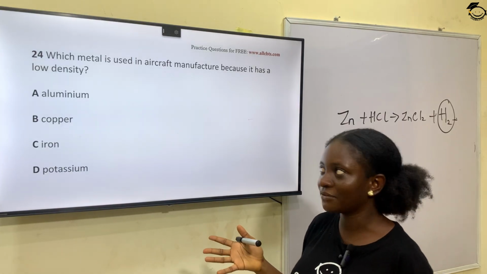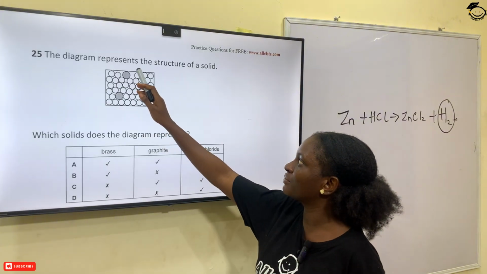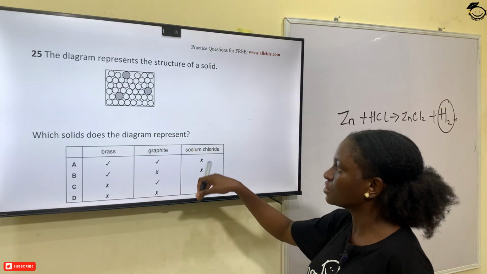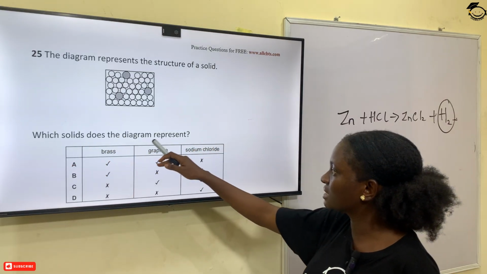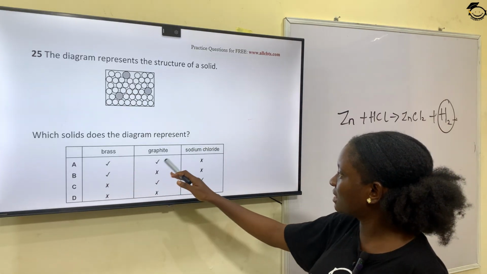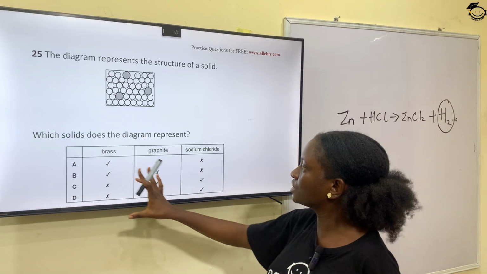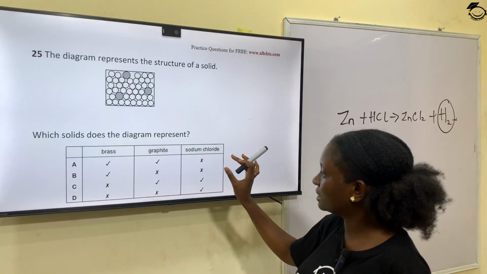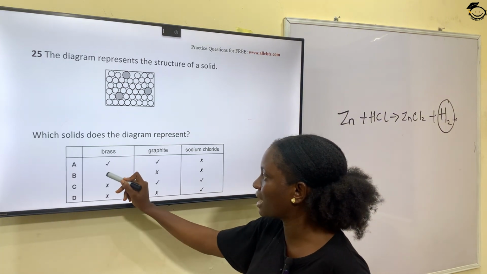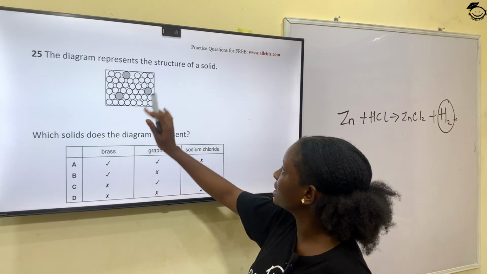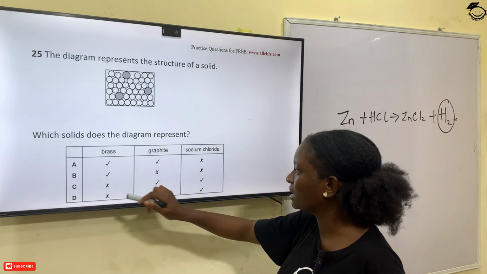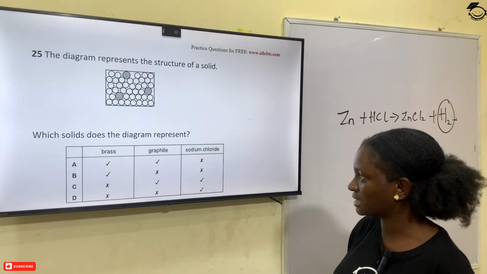Question 25. The diagram represents the structure of a solid. See, they are tightly packed. So, which solid does the diagram represent? A. Brass, B. Graphite, C. Sodium chloride. So, the only option that is correct here is brass only. It's only brass that has this kind of structure in an irregular pattern. Option B is the correct answer.